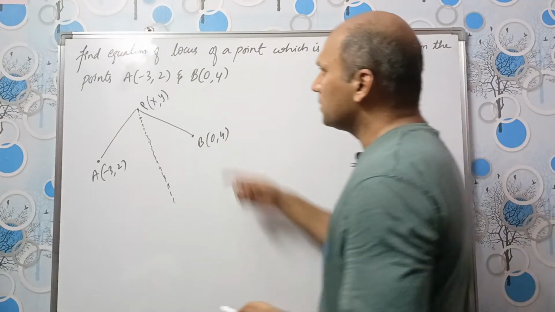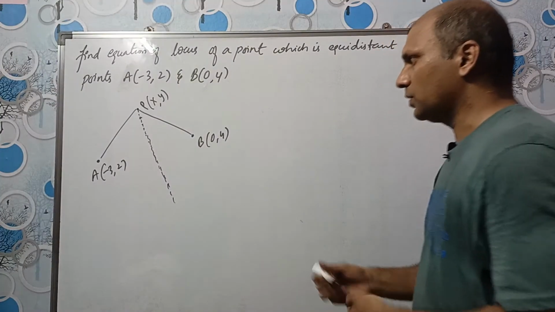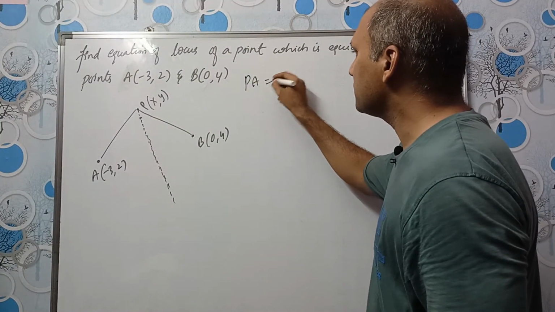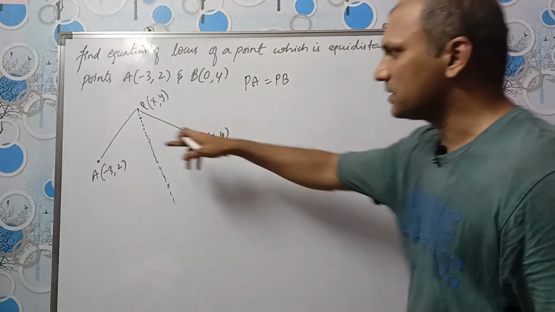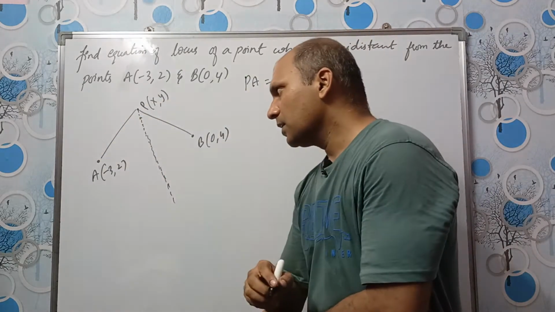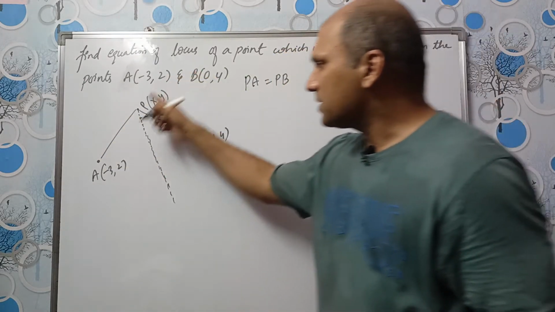All right, so find the equation of the locus of a point. What is given to us? PA is equal to PB, given equal distance. This PA and PB are equal. We have studied the distance between two points.